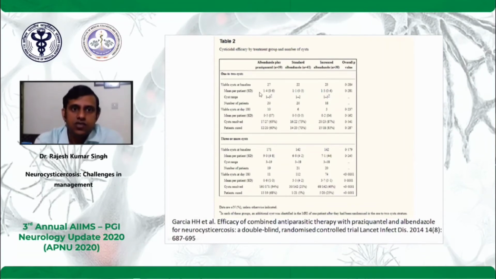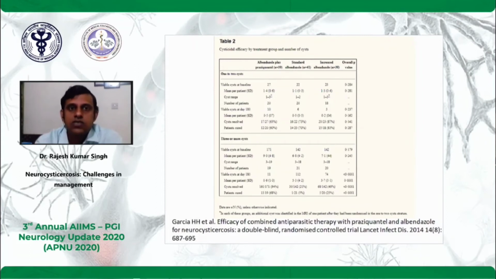And what they found, they have used multiple NCC. So for 1 or 2 cysts, between the albendazole plus praziquantel group and the albendazole group, there was no difference. It was statistically almost the same, and not statistically different. But for 3 or more cysts, the complete resolution of cyst was found in 68% of the patients with dual therapy, while for standard albendazole it was 5%, and for increased albendazole it was 25%. So this trial formed the basis for the IDSA guidelines, in which they say that for 3 or more cysts, we should use dual therapy rather than single therapy.